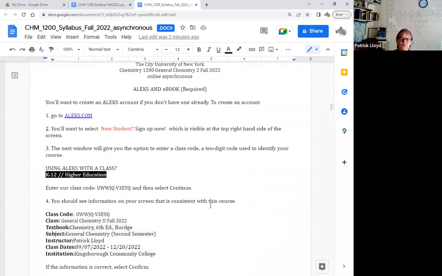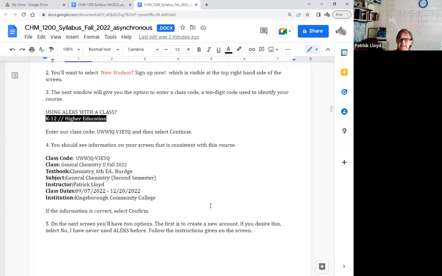You'll need to have Alex, of course. This page shows some details on how to create an account. It's just step by step. You go to alex.com, you select new student, sign up now. If you're not a new student, if you already have an account, just log into your account and then hit add new course. So the information that you're going to need for this course is what's called the class code or course code. It's right there. It starts with a U and it ends with a Q. You can just copy and paste that over from the syllabus.